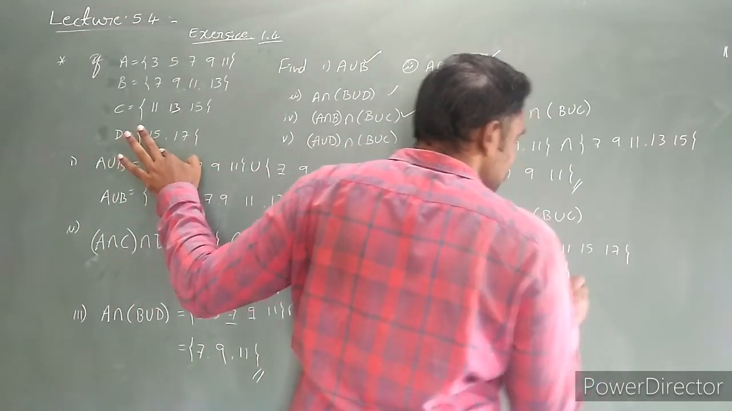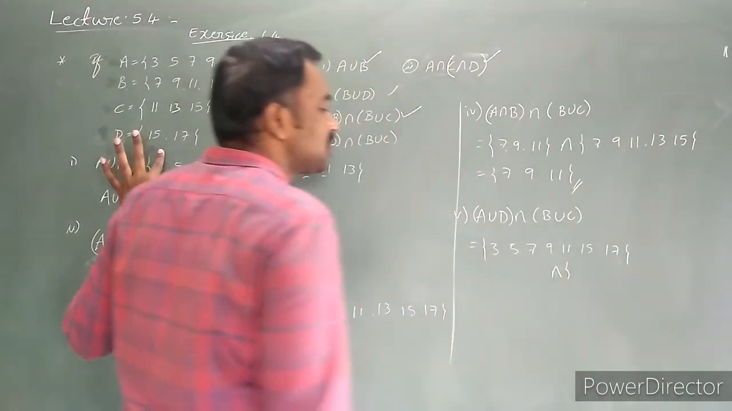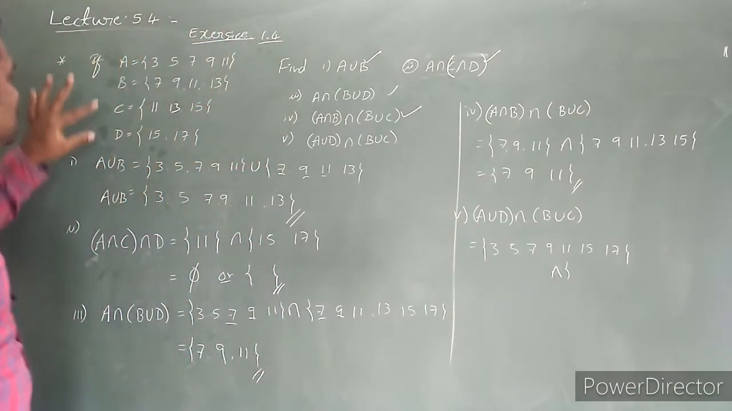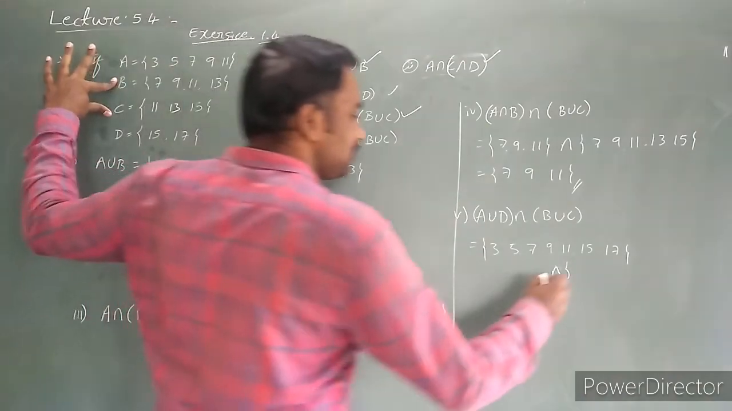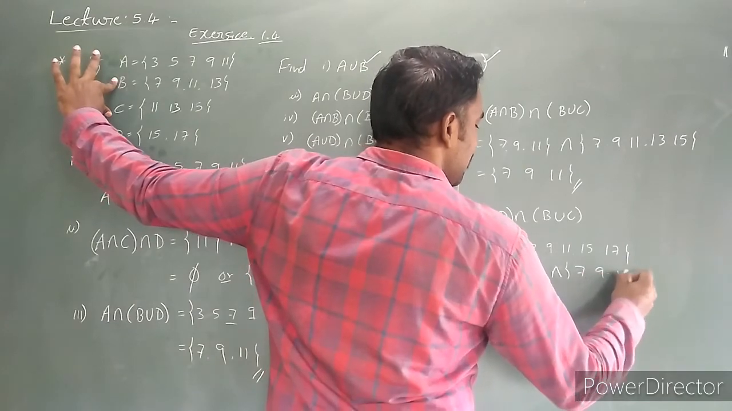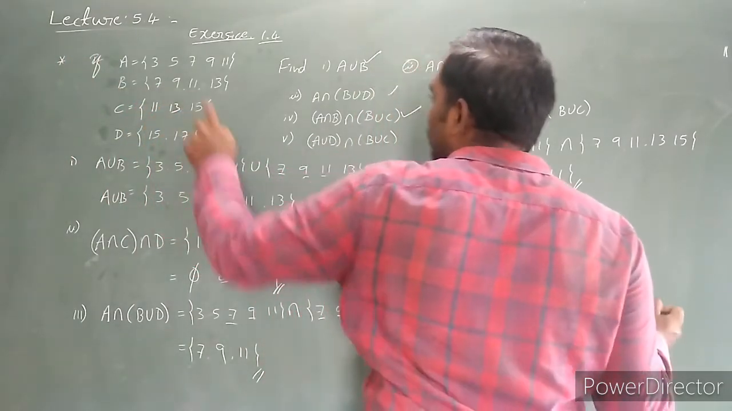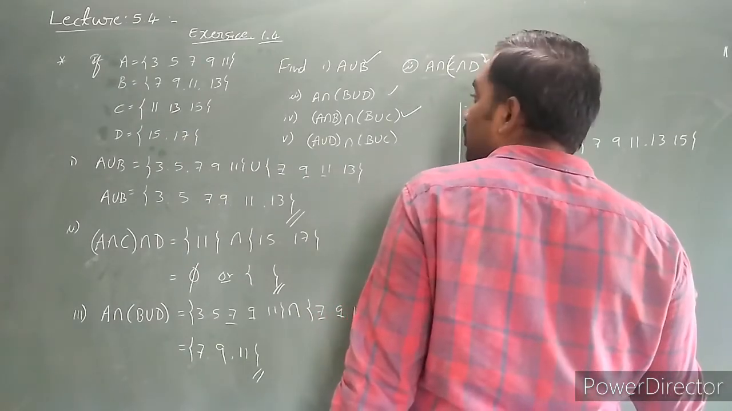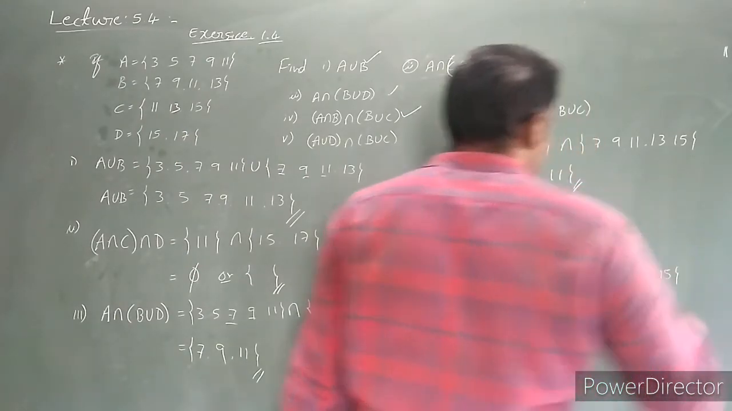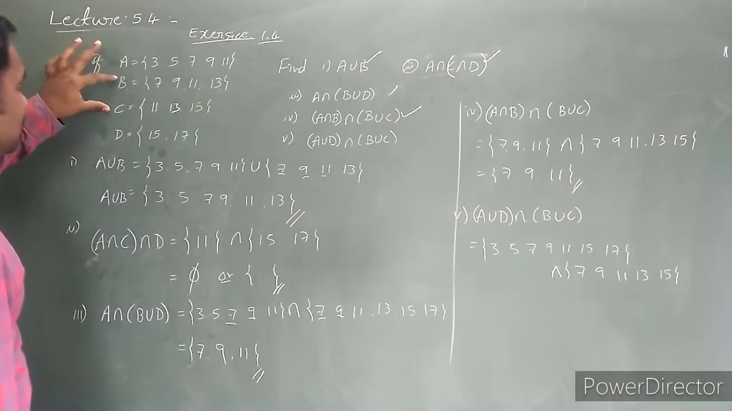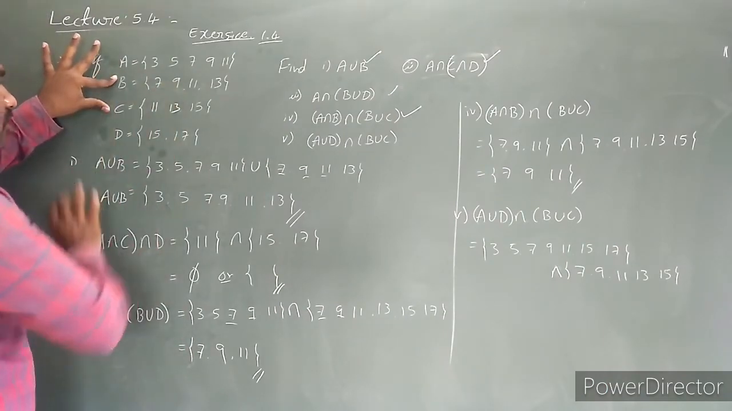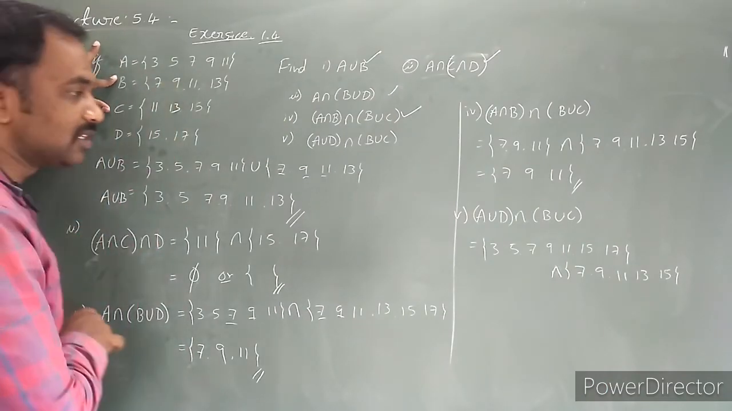Intersection. I put a space so that I am just writing below. Intersection of B union C. B and C: what is B and C? 7, 9, 11, 13 and 15. This is B union C. Elements of B, elements of C, common elements are written only once.